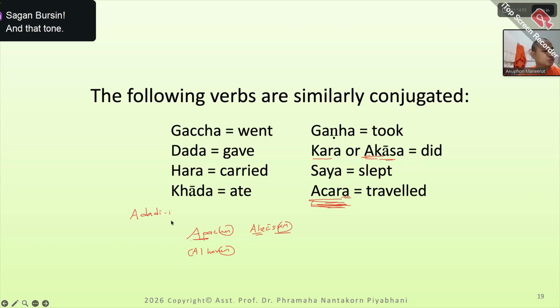Second person: athato, o. Athato. Or sometimes you see tato. Sometimes you can see tato or athato. Singular. Plural: atha, tissa, titha. Athatitha. Tatha, right? Titha. Tatha. Athatitha. You gave.